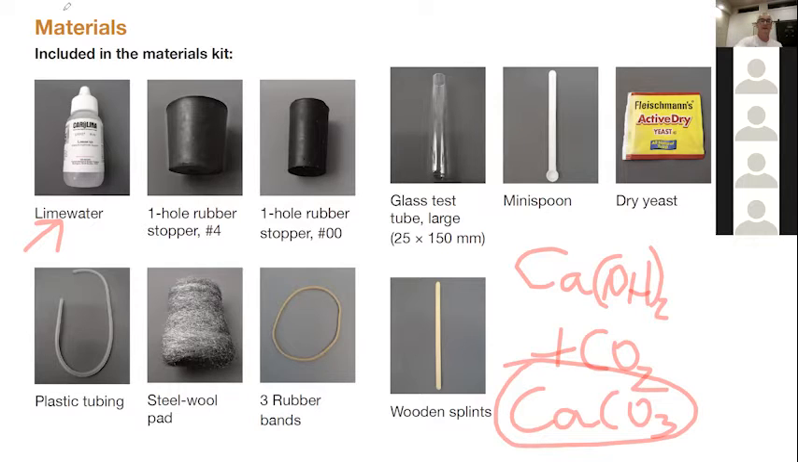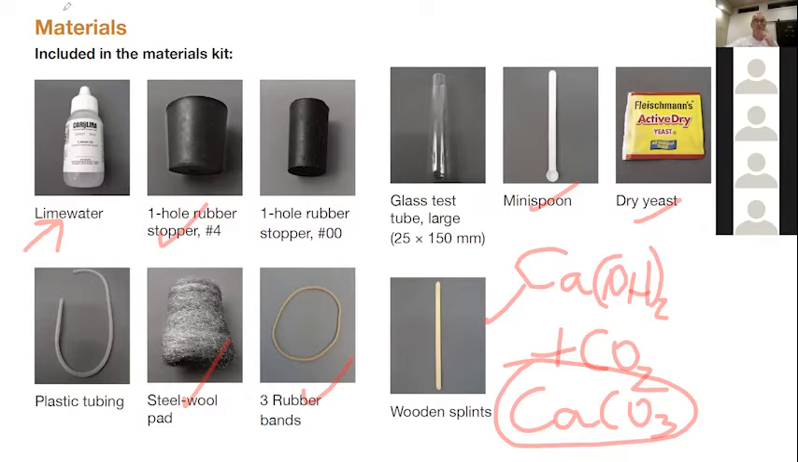You will need like the big, probably not the big rubber stopper. You will need the small one. Steel wool, rubber bands, mini spoon, yeast, wooden splints. I couldn't find any wooden splints. Anyone still have wooden splints in their kit? Hopefully you still do. If not, then matches will do.